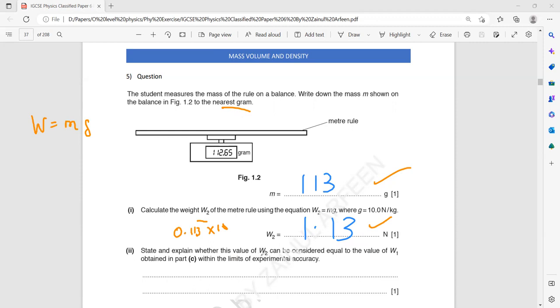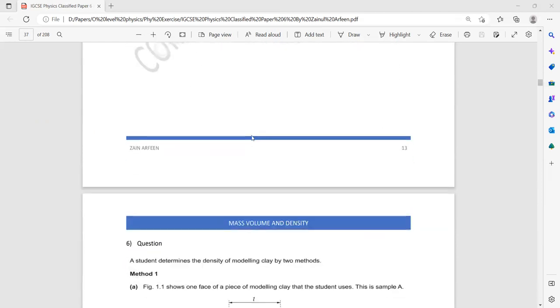State and explain whether W2 can be considered equal to W1 obtained. I only took part of this. In that one, you have to compare W1 with W2. For example, say W1 is 1.1 and W2 is 1.13. Can I say they are equal? Yes or no? Yes. So I can say yes, the two values are equal within the limit of experimental accuracy. Because W1 is from the previous balancing experiment, I did not include that. This question is only related to density. So we just compare W1 with W2, according to the full question.